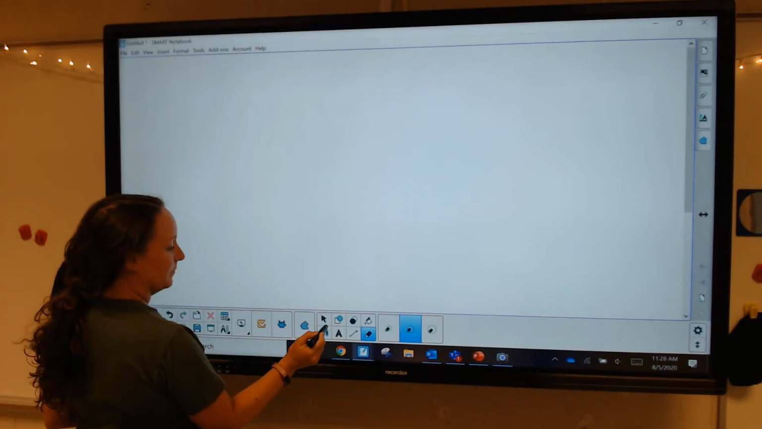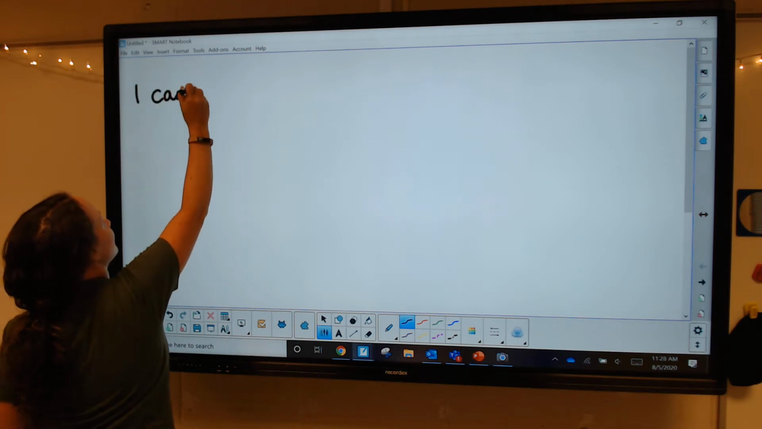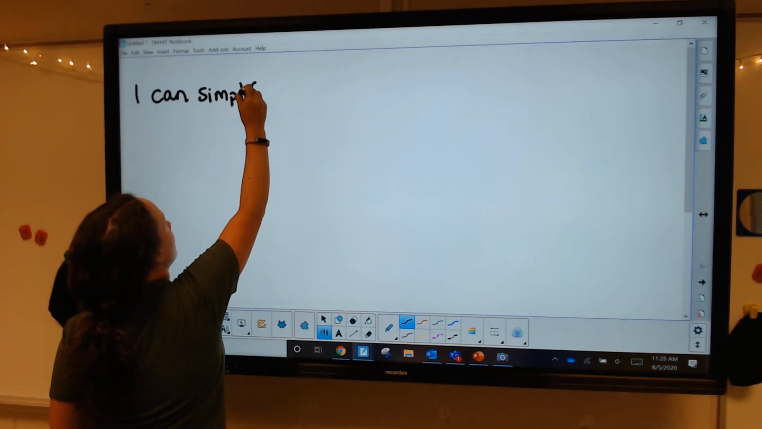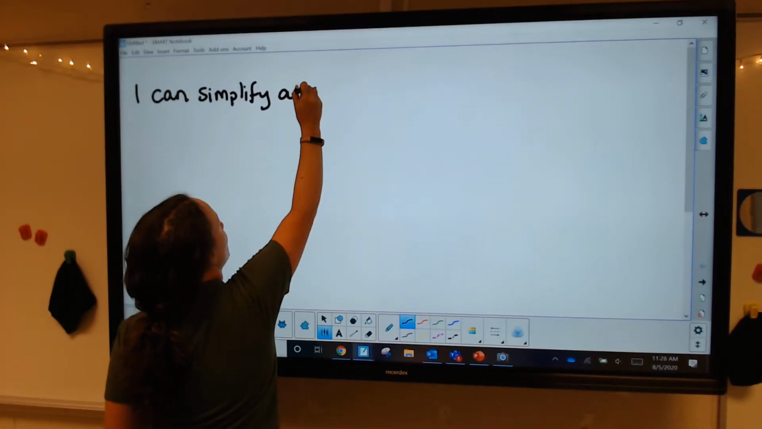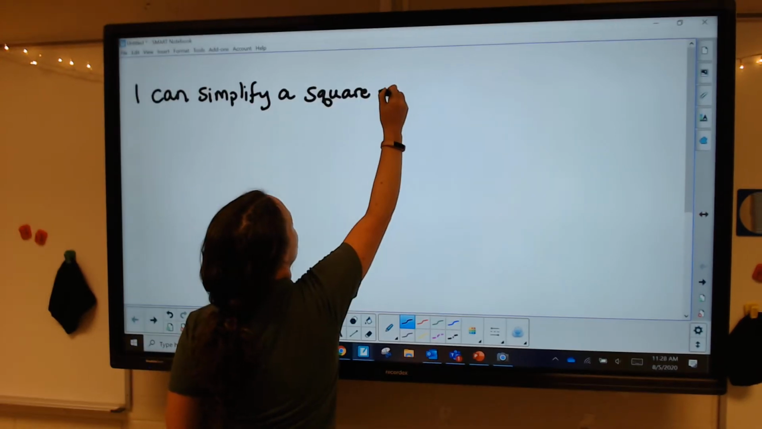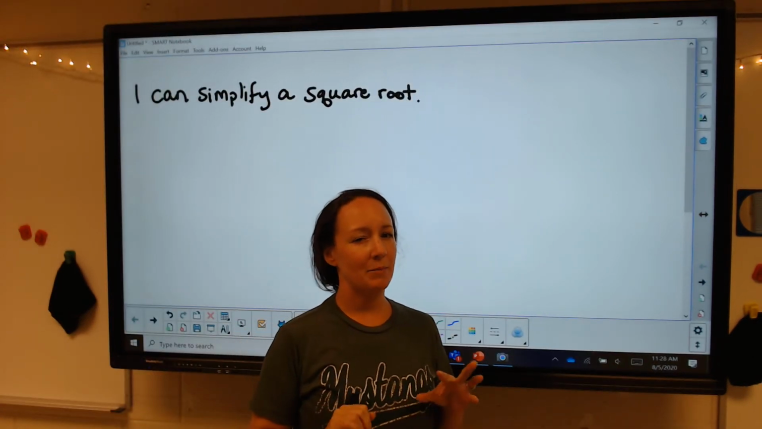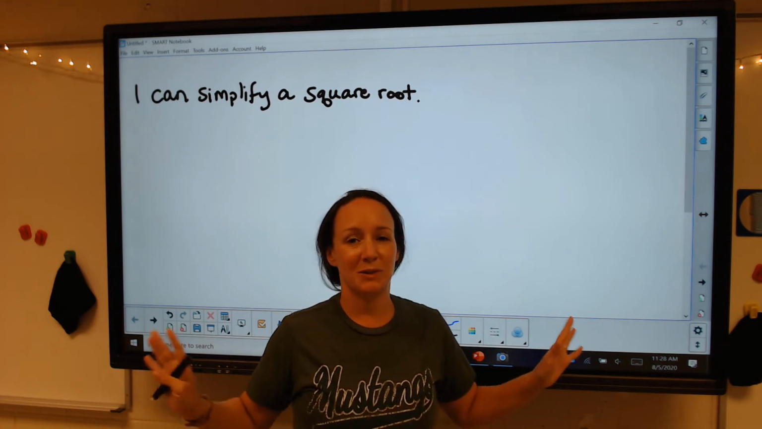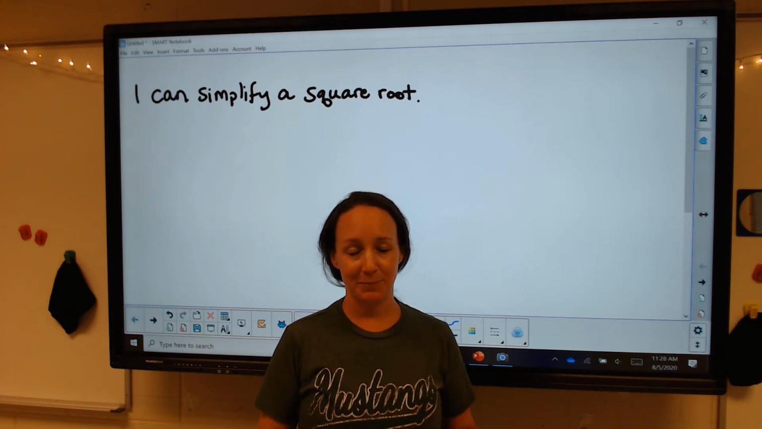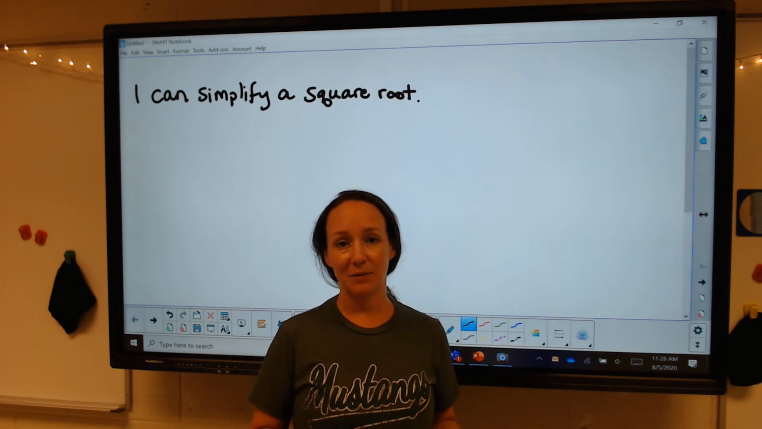I can simplify a square root. And this is actually a concept that I believe you worked on in Algebra 1, which I know seems probably forever ago. So we're just going to touch on it, and that's where we're going to begin this unit. So here we go. I can simplify a square root.